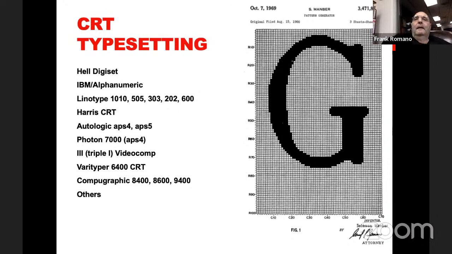Now, the whole idea of using TV sets came about because of Dr. Hell. He was a master in sort of reducing everything to dots or strokes, if you will. He invented a scanner, a color scanner, which was very popular for a long time. And by the way, he also developed a lot of ideas for fax. And so as a result, he took this technology and created a machine called the DigiSet, which used a cathode ray tube and on the screen created characters.